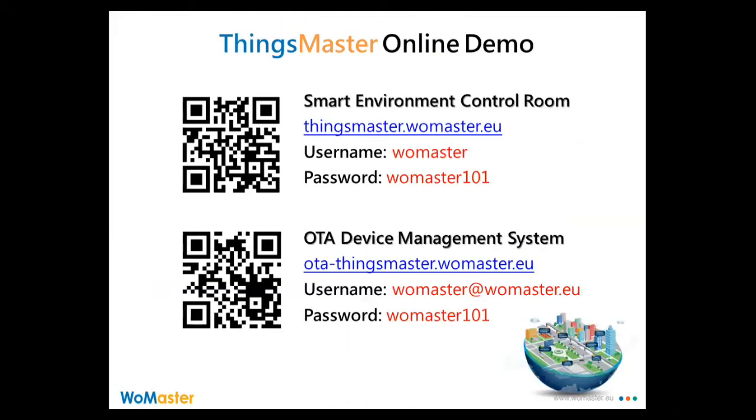Okay. Now let's see our lab demo. Here we have two lab demos. So if you are interested, please just scan the QR code and join me to the demo site. The first lab demo site is for the smart environment control room, and the other one is for the RMS, the OTA device management system. Okay, now I'm going to change the screen.